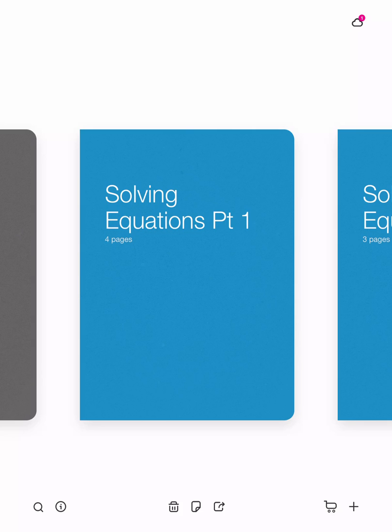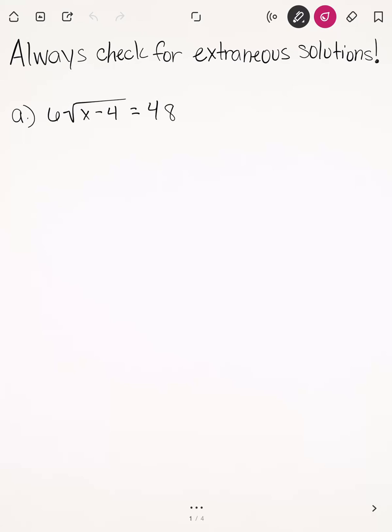This video is going to be part 1 of solving equations with radicals and rational exponents. We want to make sure we always check for extraneous solutions. Extraneous solutions are extra solutions or fake solutions, as I like to call them, that sometimes appear. How we check for them is we get an answer, we plug it back in to make sure it works.